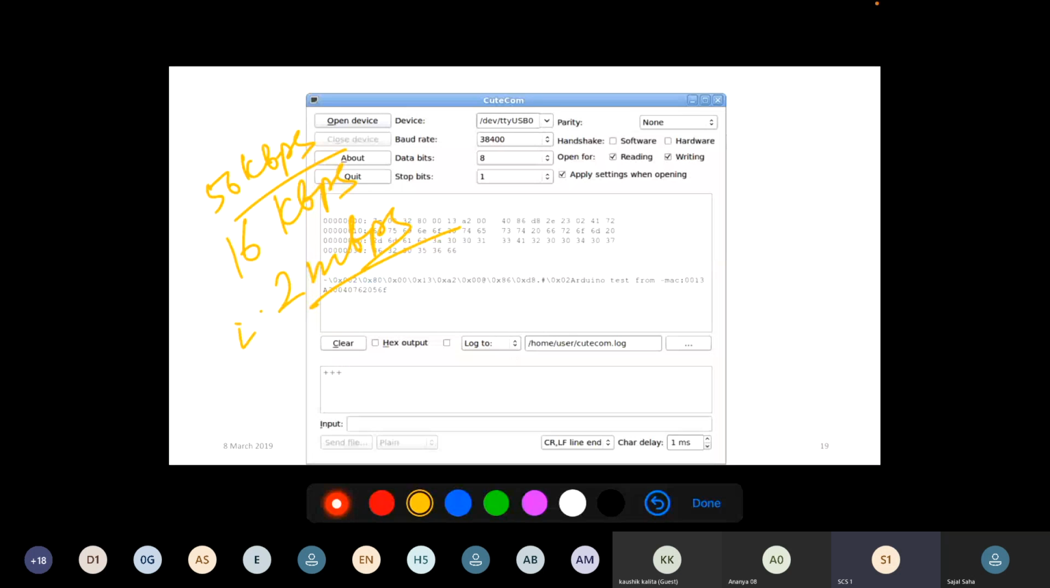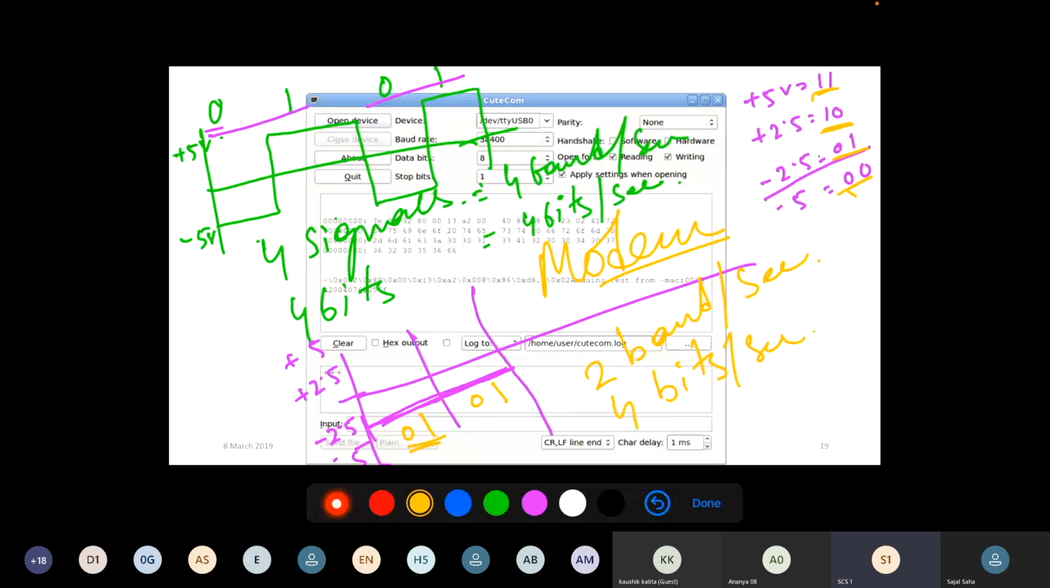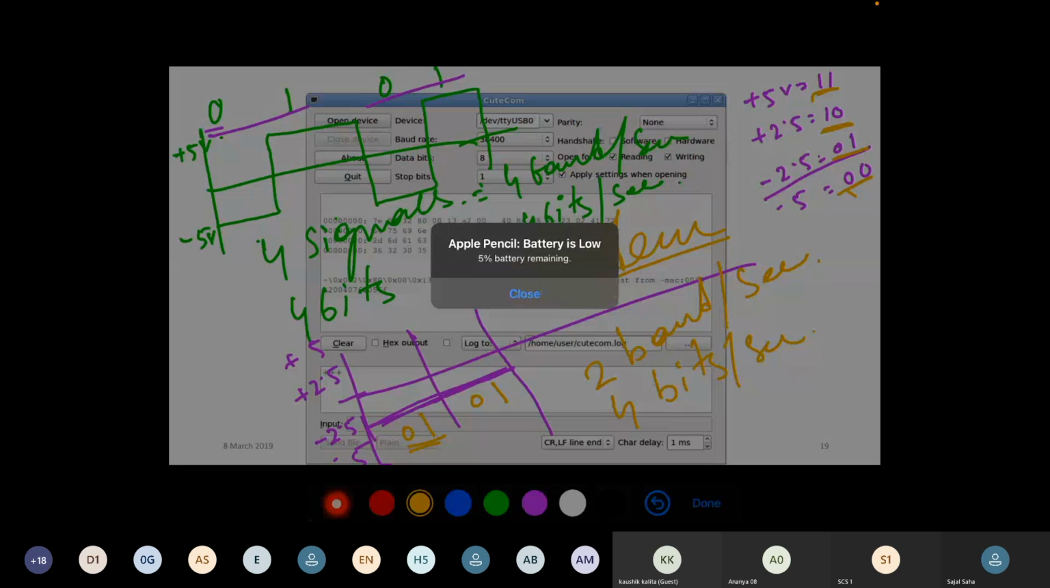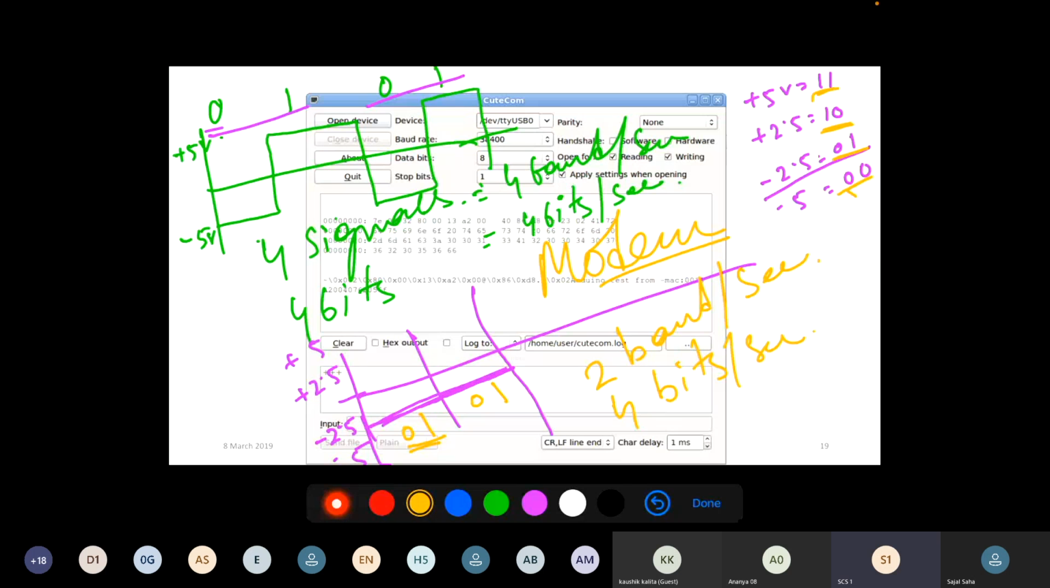ये क्लियर है आप लोगों को या shall I explain it again? See, I am going to ask the same question again and again in the next class. Is it clear to you, students? Yes or no? Now, is this clear? Yes, sir. Is this clear, na? Bit rate, baud rate, modem.